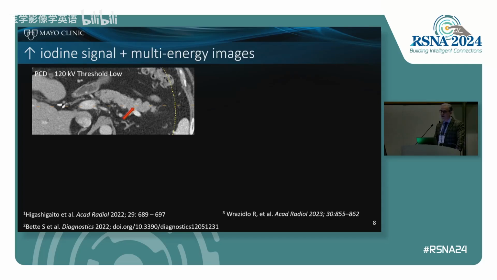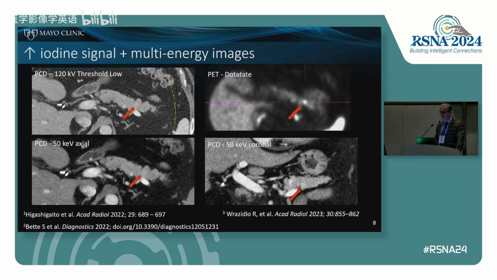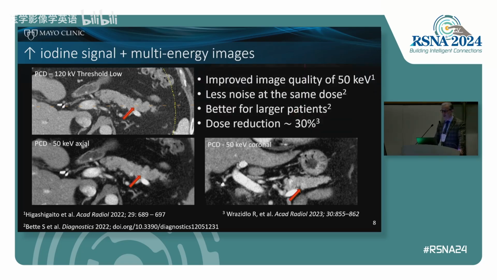Like dual energy, we use the same low energy VMIs that Dr. Dane emphasized. You wonder if there's something here in the pancreas. We can see it better on these 50 keV images, confirmed as neuroendocrine neoplasm at dotatate. So with photon counting CT, it's been shown that we have improved image quality of these low energy VMI images. We can have less noise at the same radiation dose.